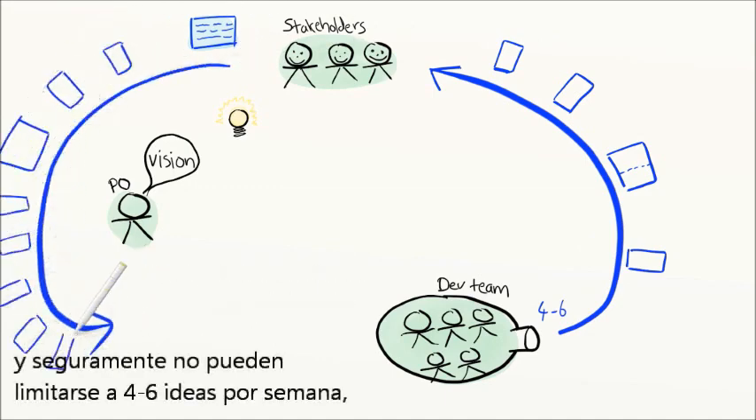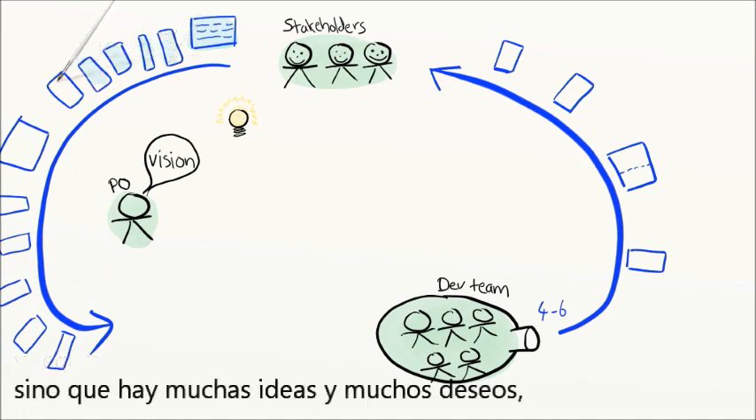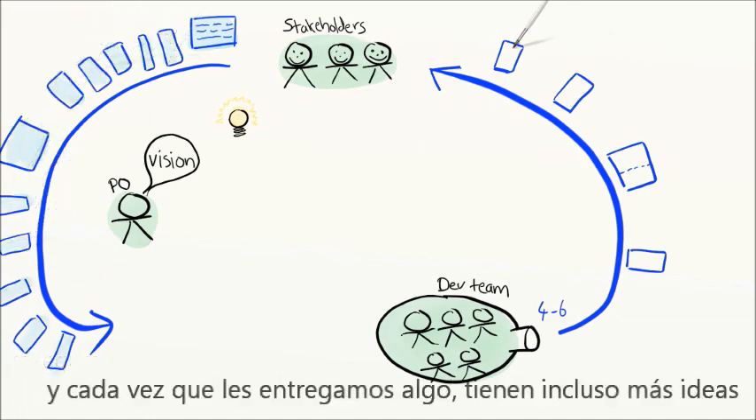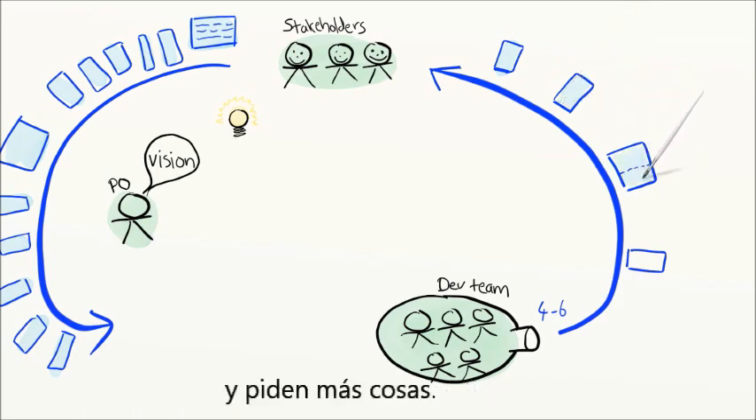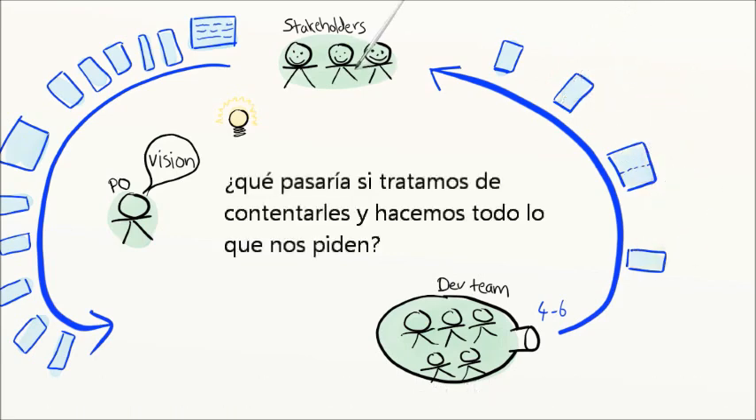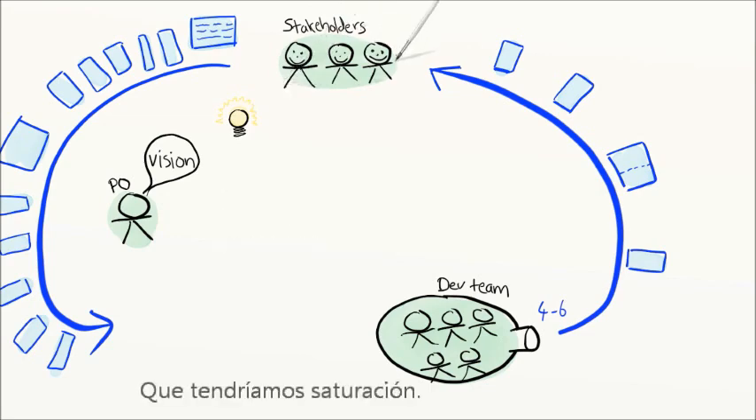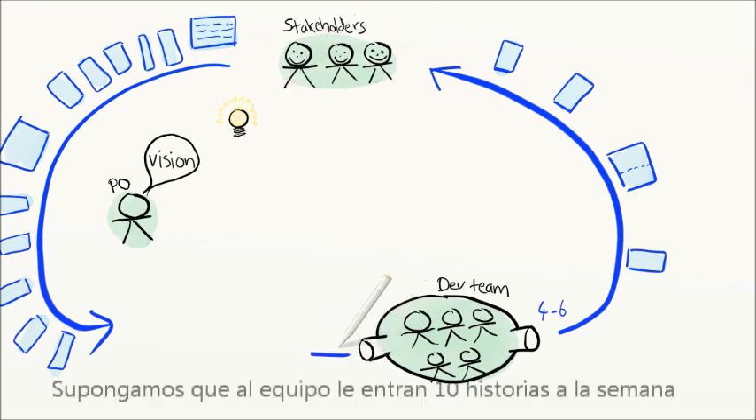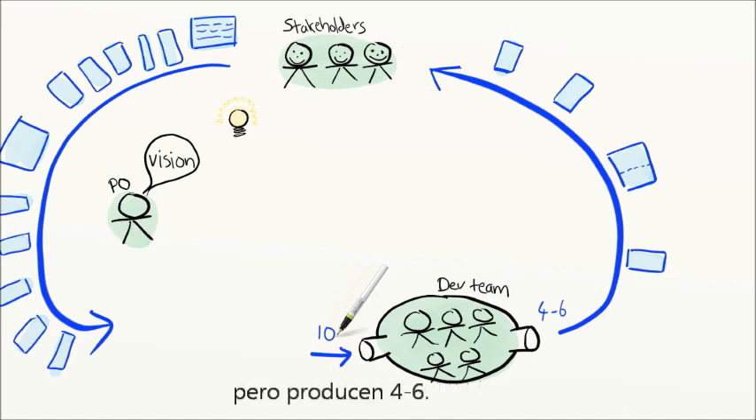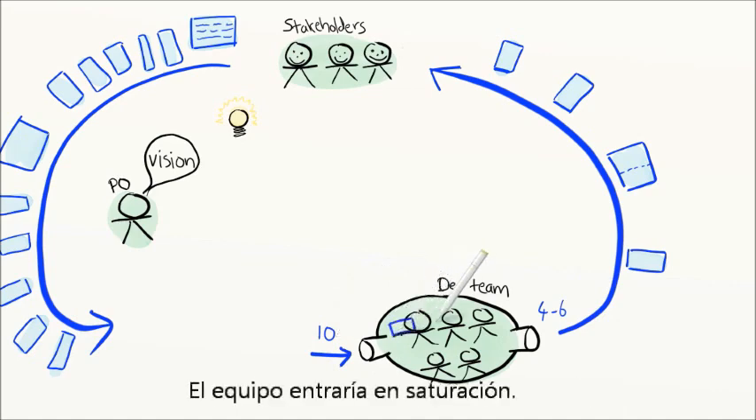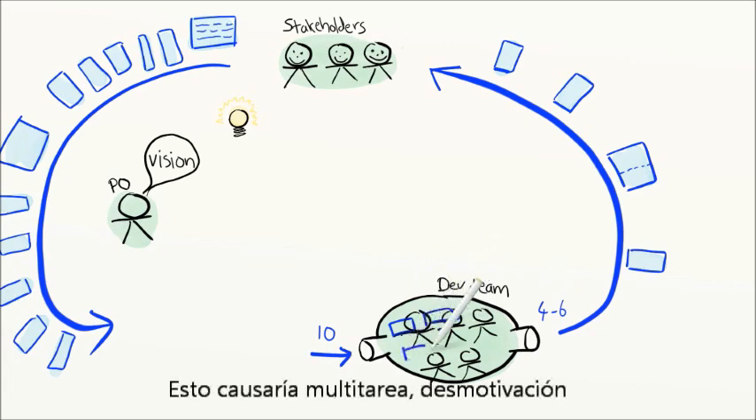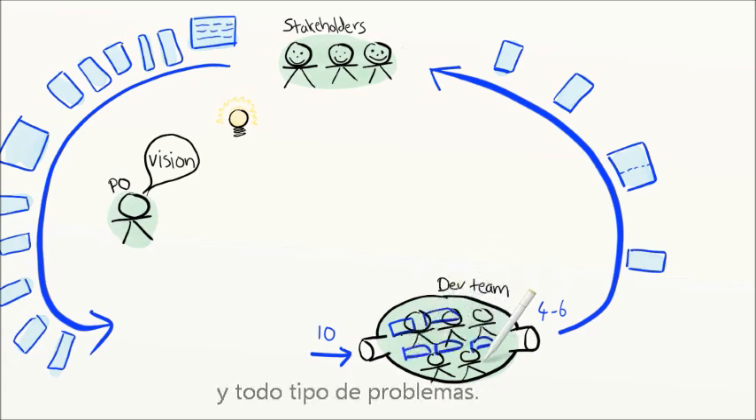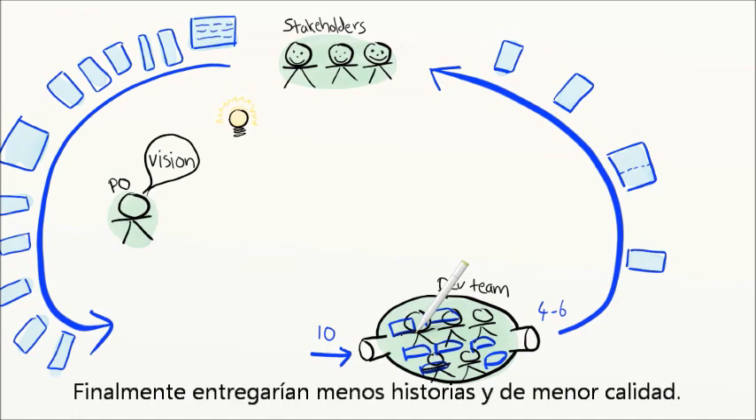The problem is, here are a bunch of stakeholders asking for all kinds of stuff, and they sure aren't going to be limited to 4 to 6 ideas per week. They have lots of ideas and lots of wishes, and every time we deliver something to them, they'll get even more ideas and ask for even more stuff. So what happens if we try to please them, try to do everything they ask for? We'll get overflow. Suppose a team starts working on 10 new stories per week. If the input is 10, and the output is 4 to 6, the team will get overloaded. That will cause multitasking, demotivation, and all kinds of bad stuff, and ultimately it'll lower output and lower quality.